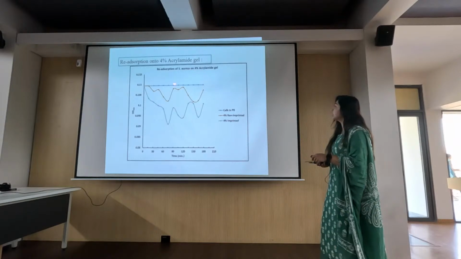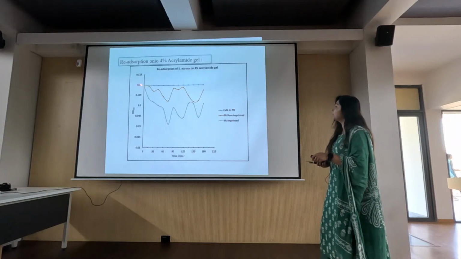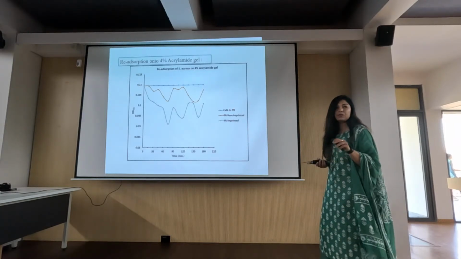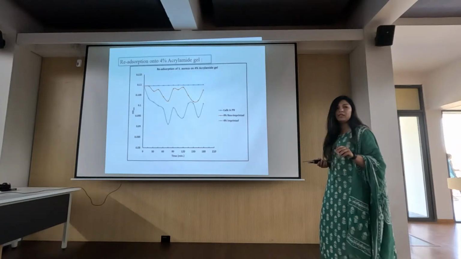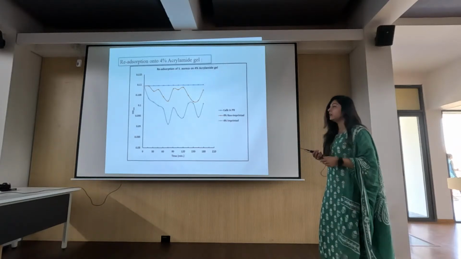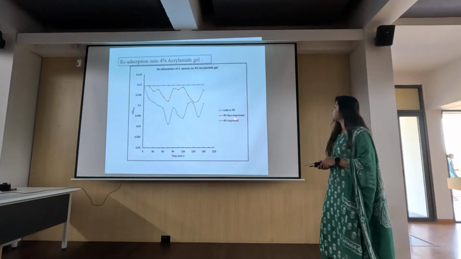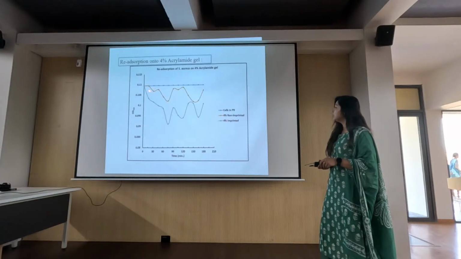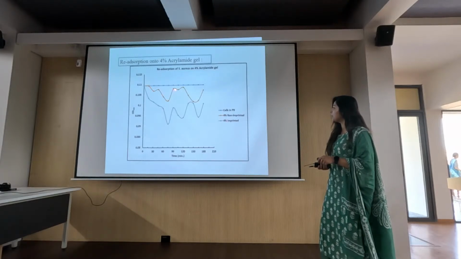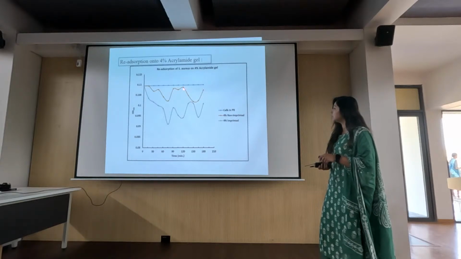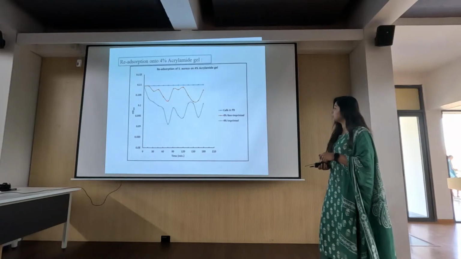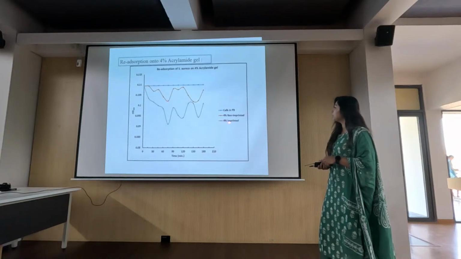Here we can see that this is the control, where cells in PBS are showing a particular fixed OD, because the cells were in PBS only. There was no media. Then the 4% non-imprinted gel here we can see. After a particular time period of incubation in suspension, there is a drastic change in adsorption compared to the non-imprinted.